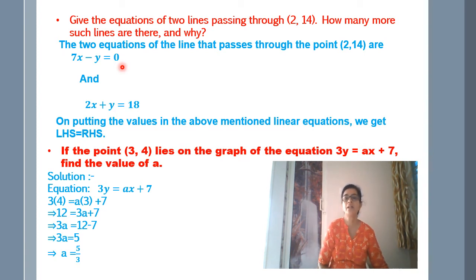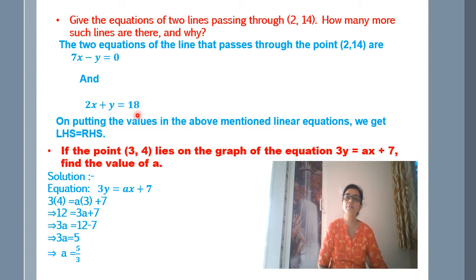Similarly, I have taken another example of a linear equation in two variables. The example is 2x plus y is equal to 18. Now, how is it working? See, I have replaced x with 2. So what do I get? 2 into 2, 4. And then I have replaced y with 14. So what do I get? Plus 14. 4 plus 14 is whatever value you are getting. Here we are getting the value 18. Then you put that 18 in RHS and your equation is ready.